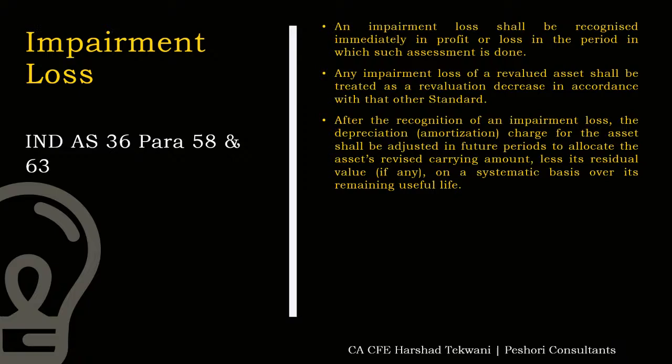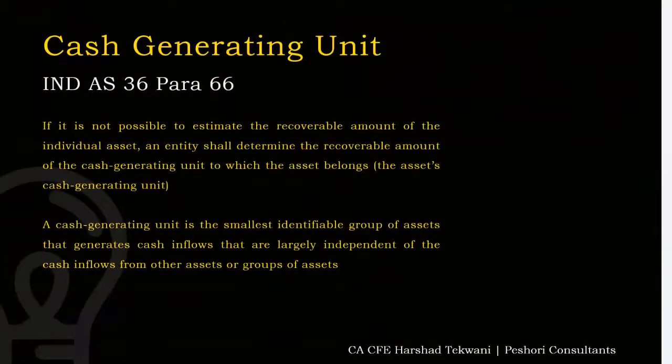After recognition of the impairment loss, the depreciation charge for the asset shall be adjusted for future periods. So for example, my carrying value earlier was 80 rupees. Now by applying the 20% impairment loss, the carrying value has decreased to 60. Hence, I need to consider the depreciation accordingly over the 60 rupees and the useful life, if there is a decrease in the useful life. Till now, this was the impairment analysis based on the asset. We'll take up some examples for these sort of scenarios.